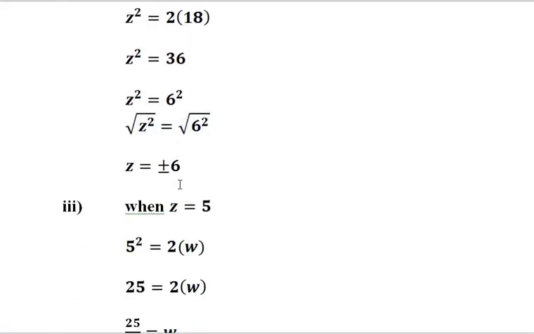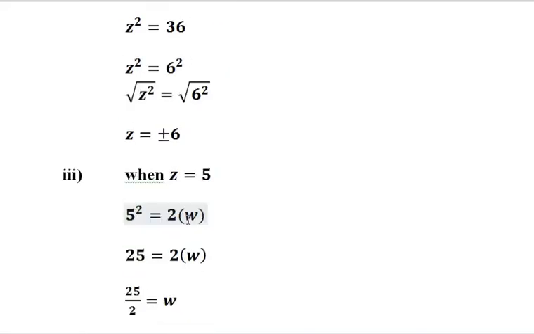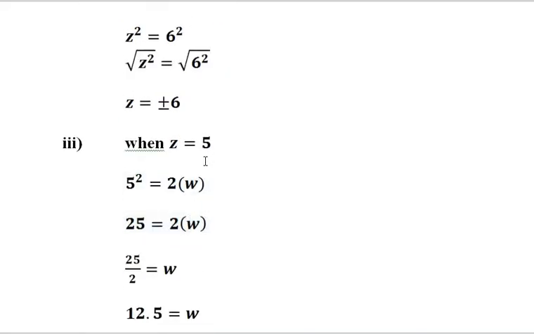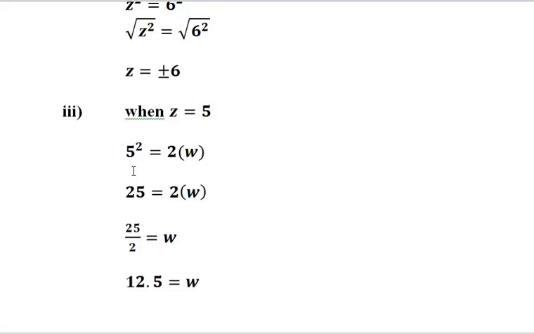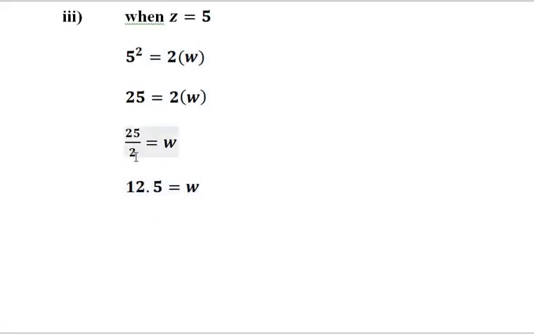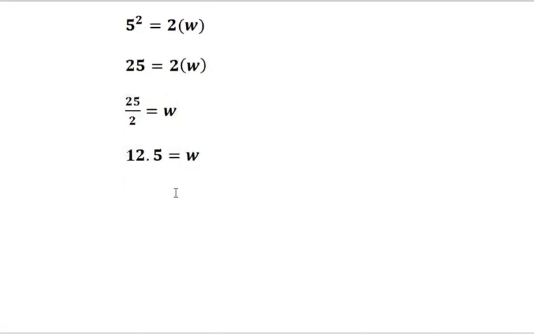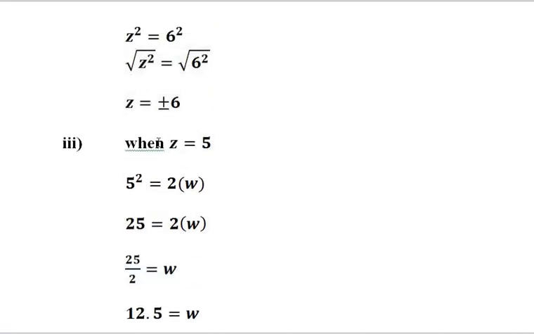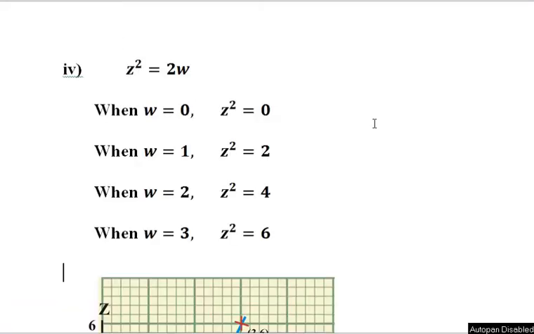Now the third part from the question is to find the value of w when z is given as 5. So again the same equation, z square equals kw, but here z is given which is 5, so this equation becomes 5 square equals 2w. 5 square is equal to 25, and 25 upon 2 equals 12.5, which is the value of w when z is equal to 5. Now the last part from this question is to plot the graph of z square against w.